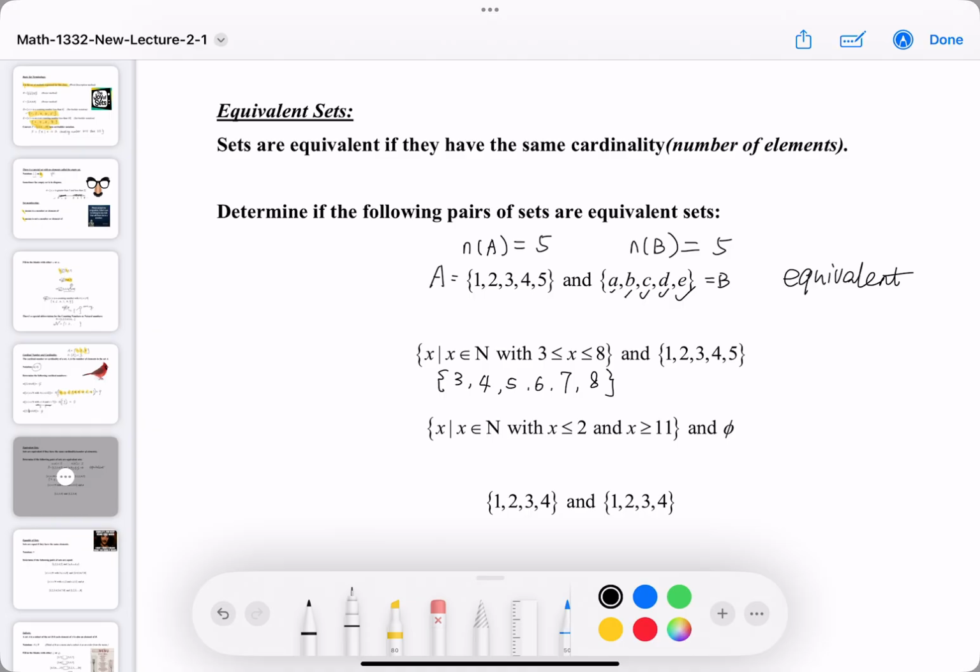And how many elements do we have? We have 1, 2, 3, 4, 5, 6. We have 6 elements. Another set has 1, 2, 3, 4, 5 elements. So the cardinality is not the same. We say it is not equivalent.